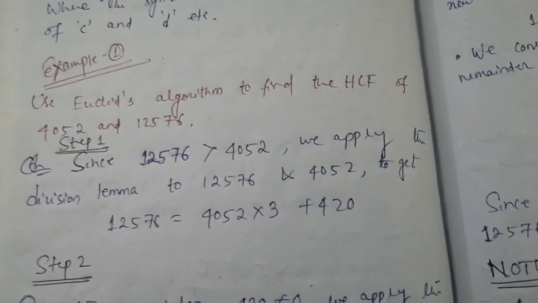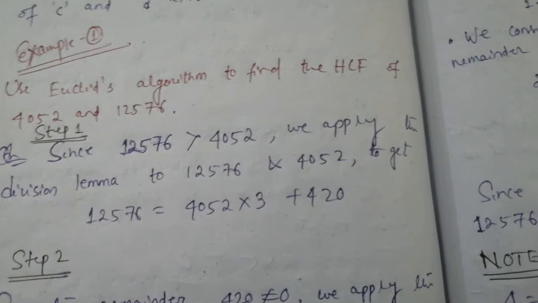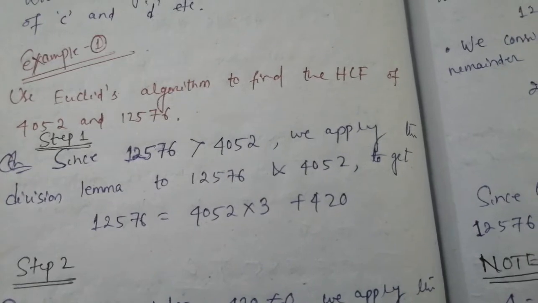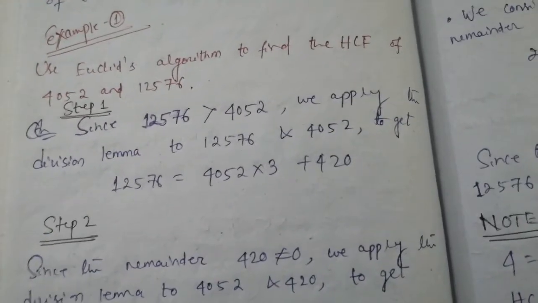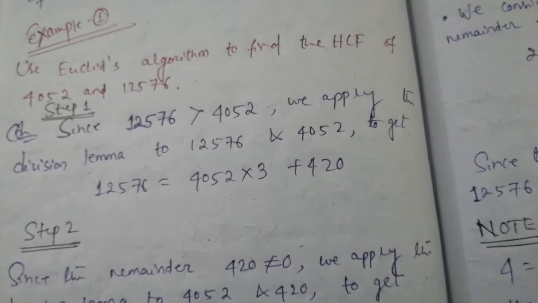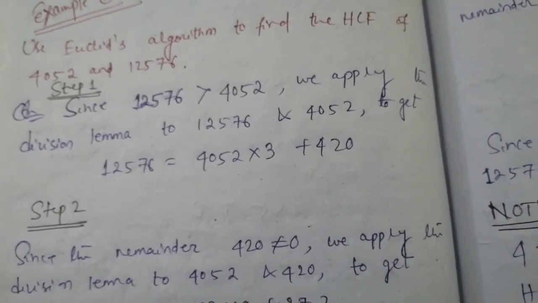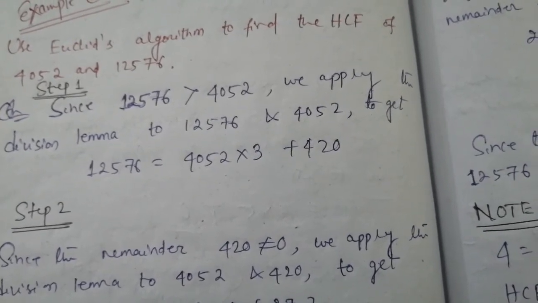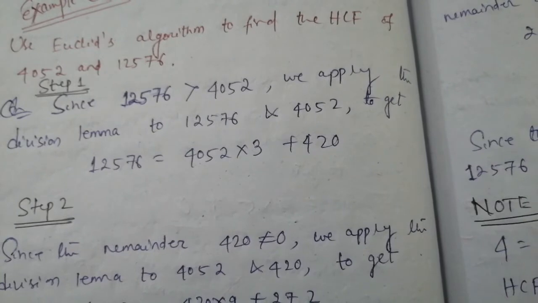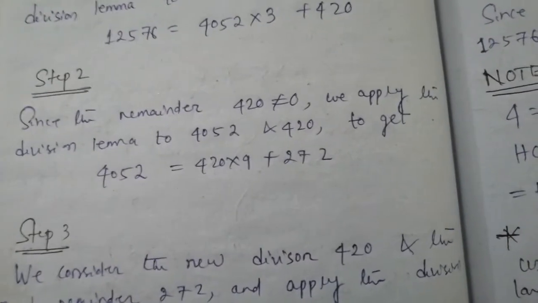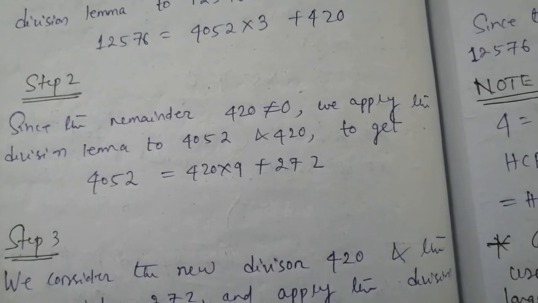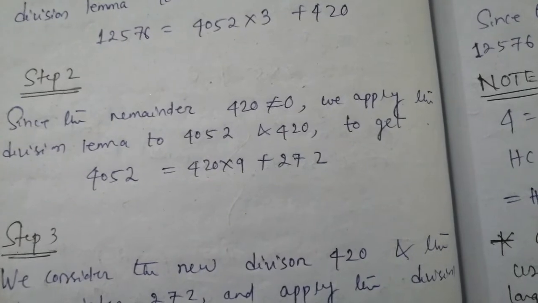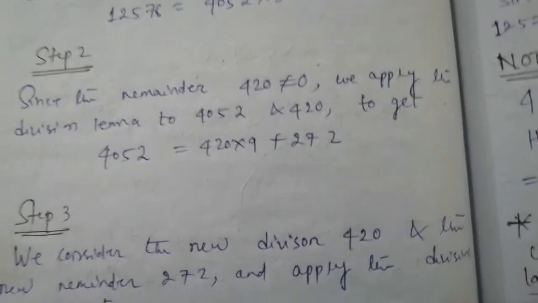Example 1: use Euclid's algorithm to find the HCF of 4052 and 12576. Step 1: since 12576 is greater than 4052, we apply the division lemma to 12576 and 4052 to get 12576 equal to 4052 into 3 plus 420. Step 2: since the remainder 420 is not equal to 0, we apply the division lemma to 4052 and 420 to get 4052 equal to 420 into 9 plus 272.